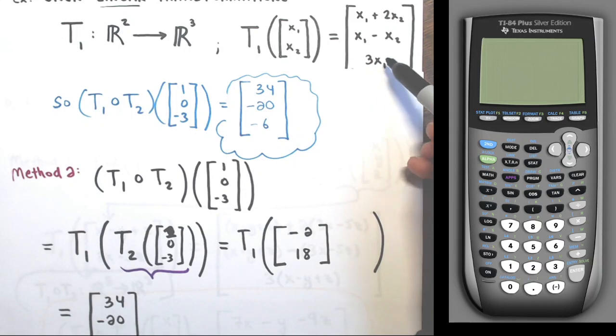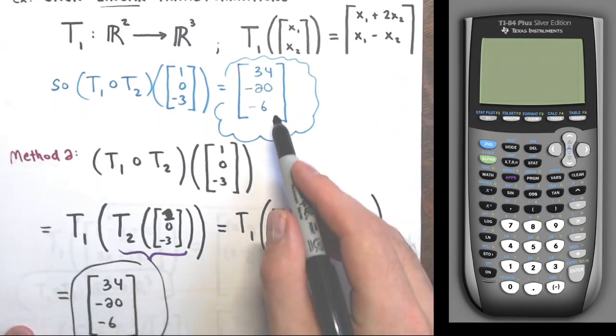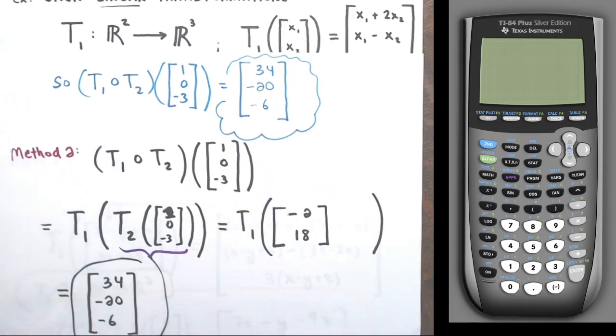And then 3 times negative 2 is negative 6. And look, that's exactly the same output I got earlier when I found it in general for some general vector x, y, z, and then plugged in 1, 0, negative 3. So you can do either way when you're asked to evaluate a composition at a specific vector.